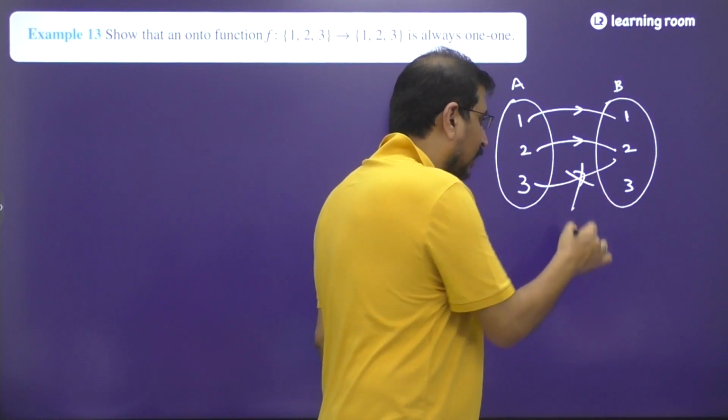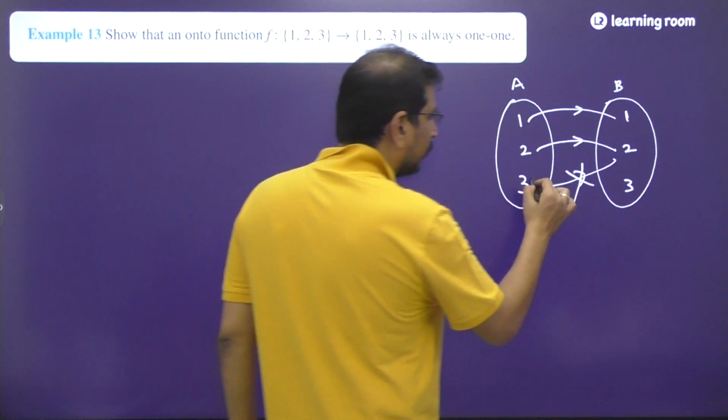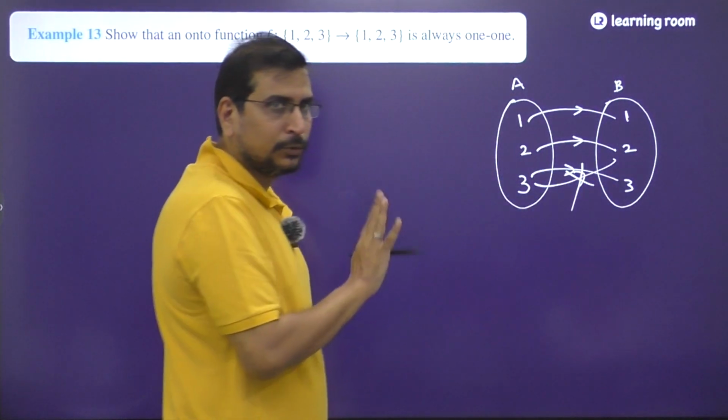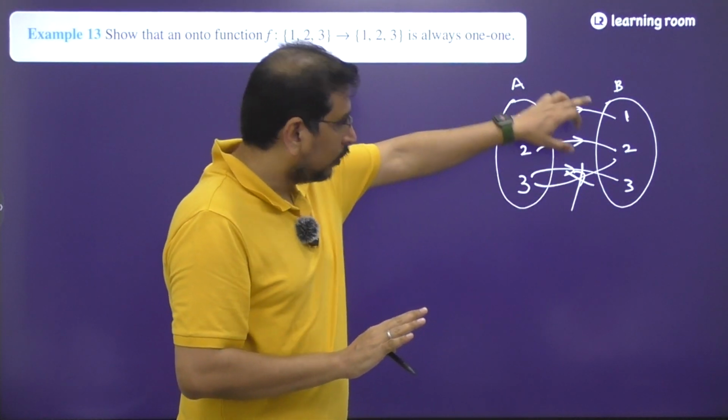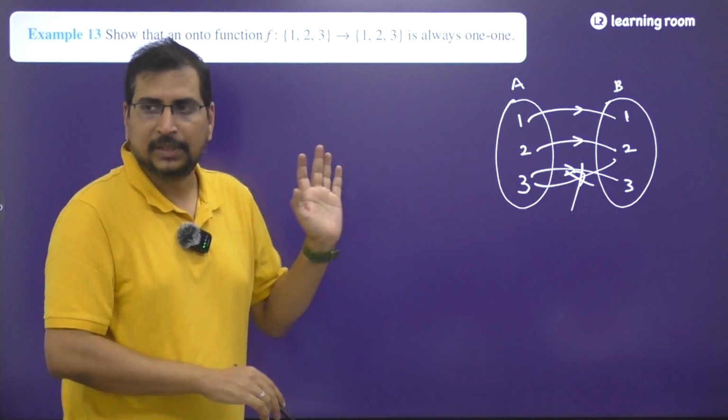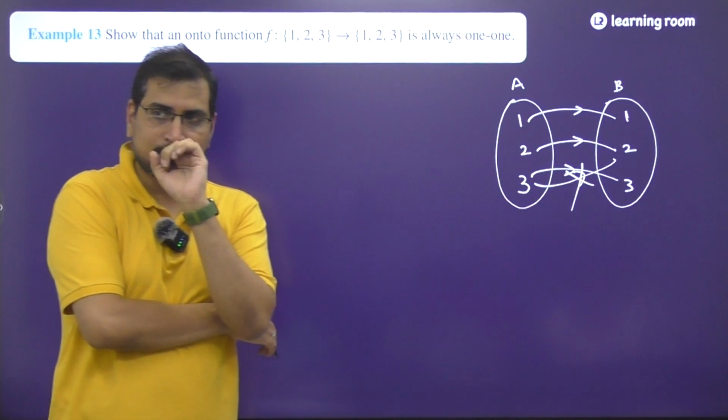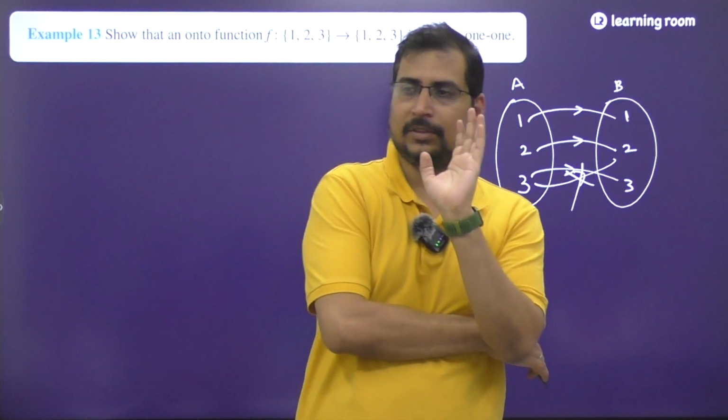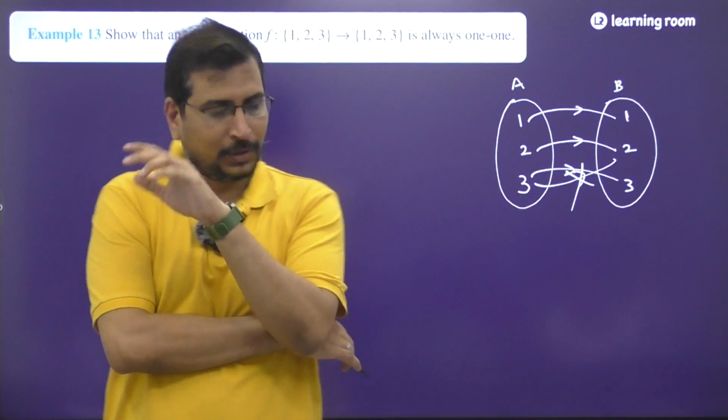Okay. Now I have proved that 3 is mapped to 3. This is what is supposed to happen. Means all the elements here are exhausted. They have a pre-image. You're almost there. Just add up its number of elements. That's it. So you're right actually.